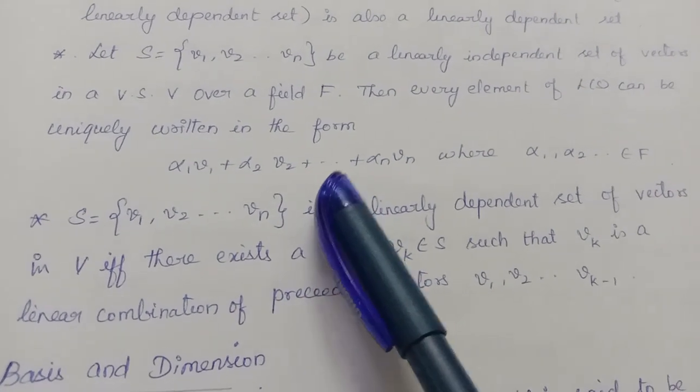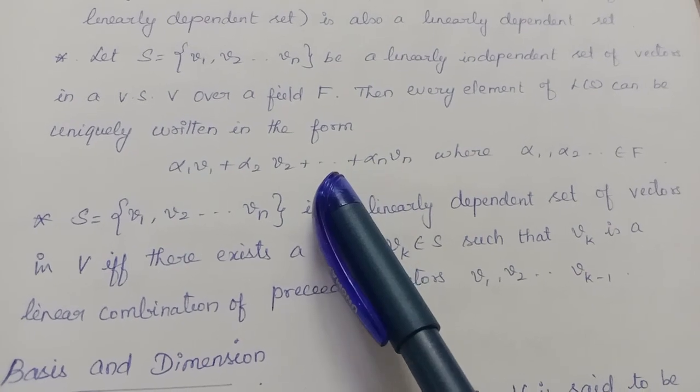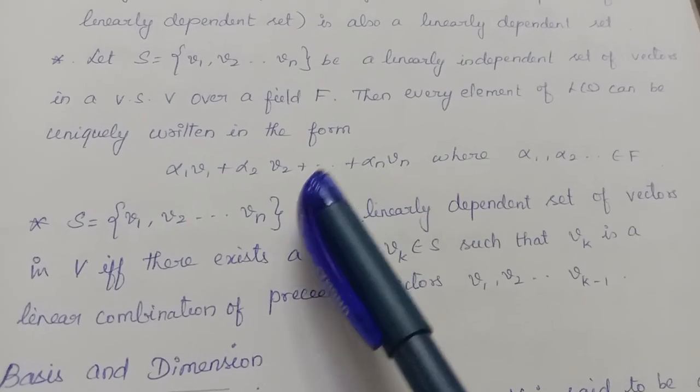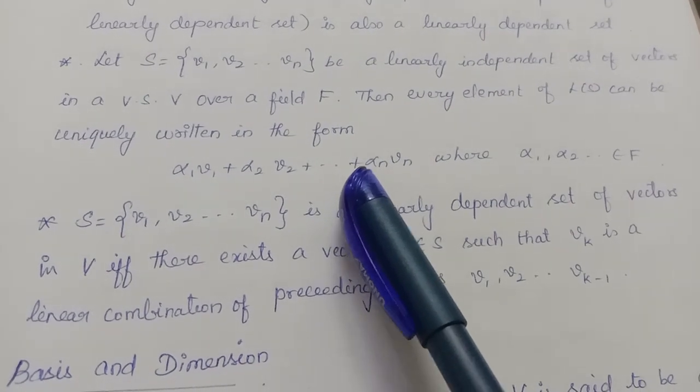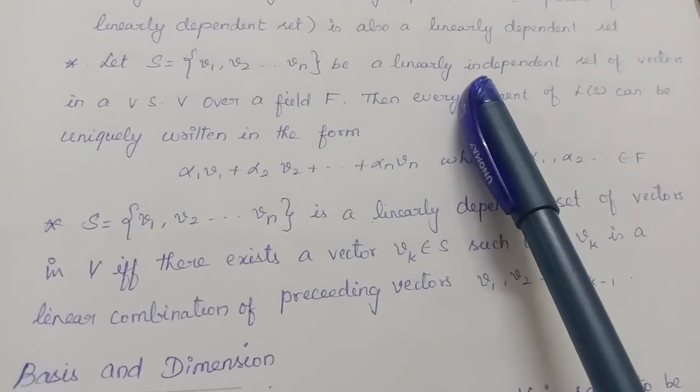Otherwise they need not give you unique vectors. They may give you the same vectors repeatedly. So for getting a unique linear combination of vectors, you must have the set to be linearly independent.